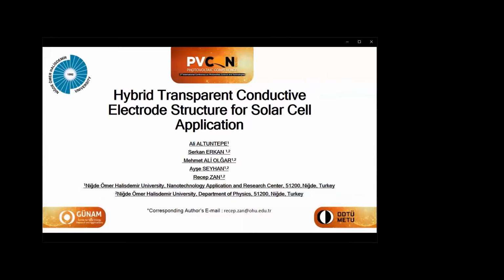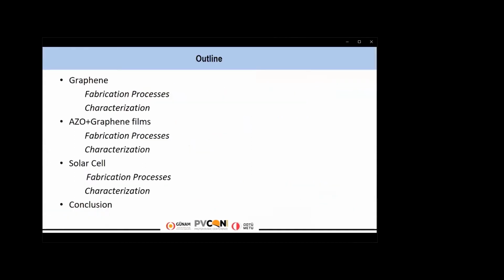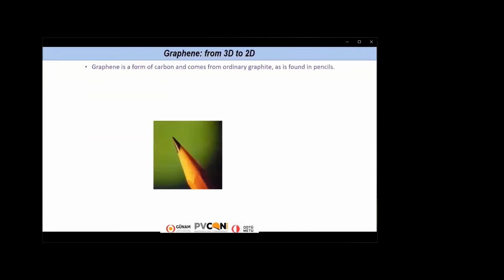Today, I'm going to talk about hybrid transparent conductive electrode structure for solar cell application. Firstly, let me check the outline. I will talk about graphene, the fabrication process of graphene, and characterization. Then we will talk about aluminum doped zinc oxide and the aluminum doped zinc oxide graphene hybrid structure. We will discuss the fabrication process and characterization. Then I will examine the AZO and hybrid solar cell structure, fabrication process, and characterization. Finally, I will say something about this issue generally.